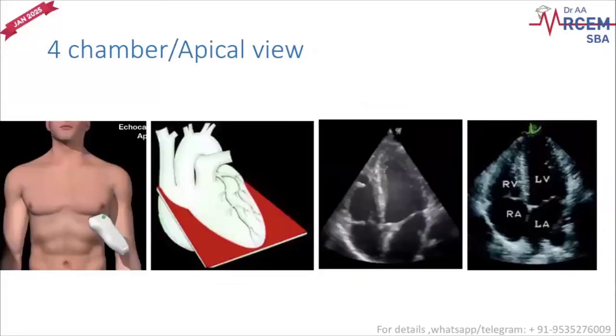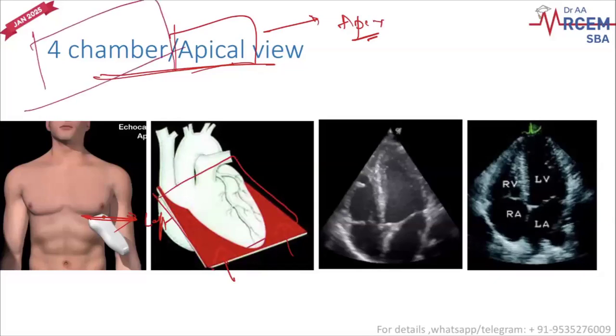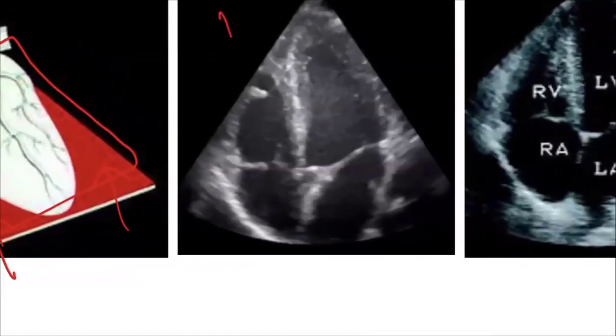Now we are having a four-chamber view, also known as the apical view. As the name suggests, apical. So you're placing the probe on the apex of the heart, that is the fifth intercostal space, mid-clavicular line, with the pointer pointing towards the left side of the patient's body, not any shoulder. When you place it, usually the ultrasound beams will be going in this manner, so you will be visualizing four chambers. That's why it is also known as a four-chamber view or an apical view. Whenever you are having a four-chamber view, this is what you are visualizing.